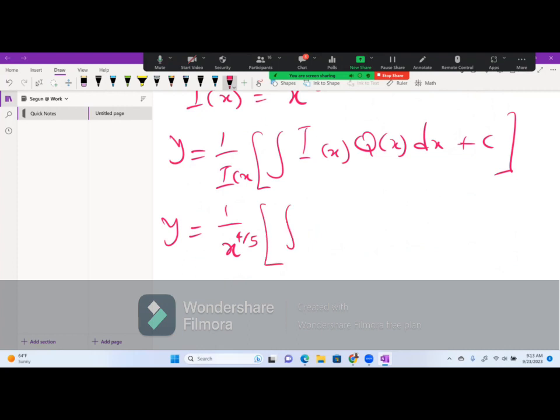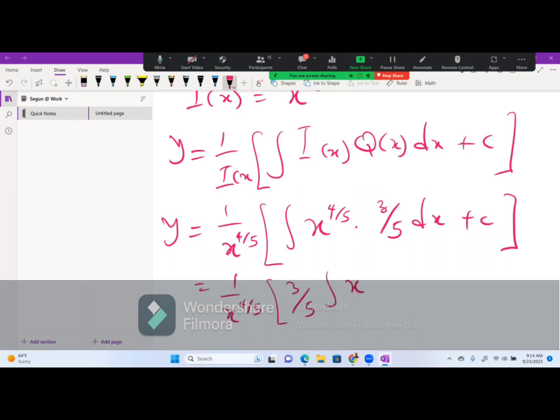Yes, we have the integral of I times Q of x, which is x raised to the power 4 over 5 multiplied by 3 over 5, dx, plus c. Take your 3 over 5 out. You have x raised to the power 4 over 5 equals 3 over 5 times the integral of x raised to the power 4 over 5 dx, everything plus c.